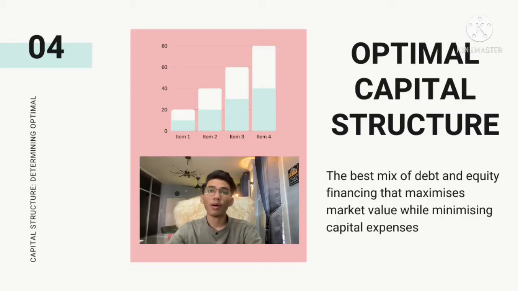Okay, now we will talk about determining optimal capital structure. A business's optimal capital structure is the best mix of debt and equity financing that maximizes market value while minimizing capital expenses. Debt financing, by definition, has the lowest cost of capital due to its deductibility from taxes. Excessive debt, on the other hand, increases the financial risk to shareholders and raises the required return on equity. As a result, organizations must calculate the optimal level of debt at which marginal profit equals marginal expense.